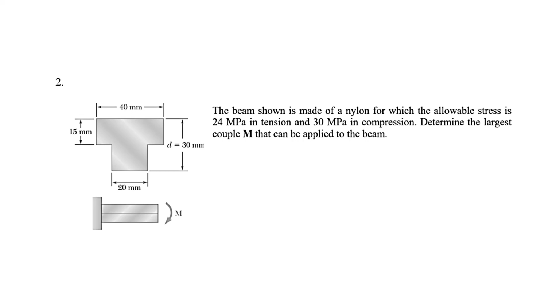In number 2, there is a beam like this with this dimension as well, and it is known that the beam is made of nylon, and the allowable stress for tension is 24 MPa, while for compression it is known to be 30 MPa. And in this question we are asked to determine the largest couple M that apply to the beam. So make sure we have written all the known values here to be able to answer this question, which is determining the largest couple M that apply to the beam.